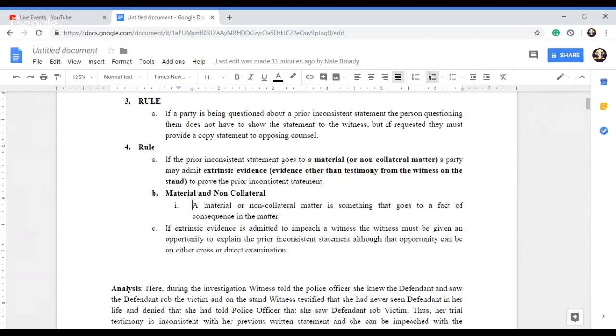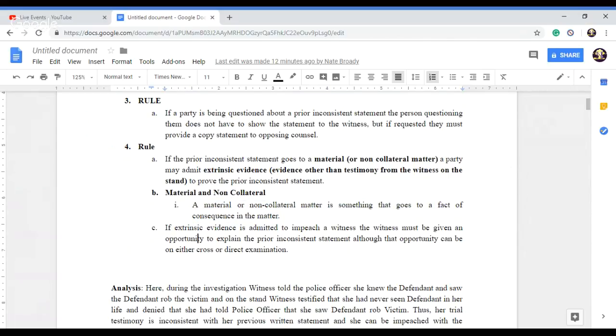Now, what was defined was material versus non-material. And here's what the professor said. A material or non-collateral matter is something that goes to a fact of consequence in that matter. So this is actually clearly defined. Material and non-collateral are synonyms. They mean the same thing. But it is specifically defined within the professor's model answer. So for this particular rule, even though we're not too sure about extrinsic evidence, you must define what a material or non-collateral matter is within your rule.